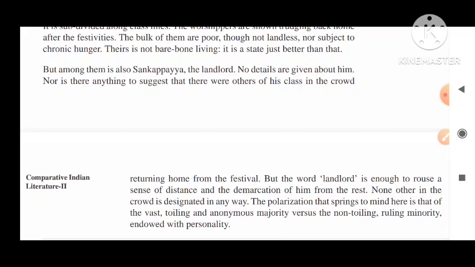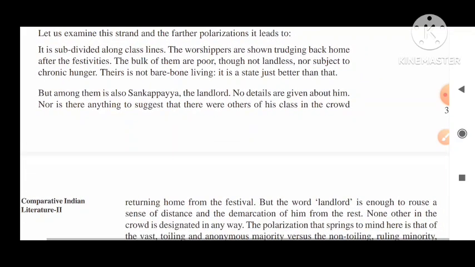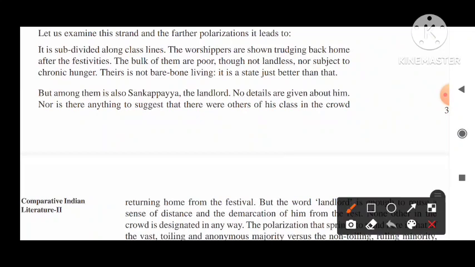But among them is also Sankapaya, the landlord. So here the landlord came. The landlord's name is Sankapaya.